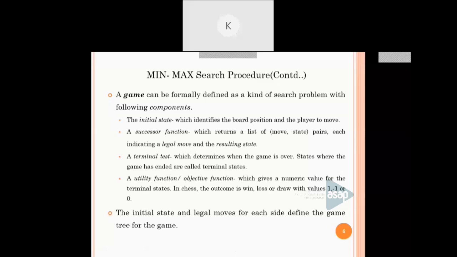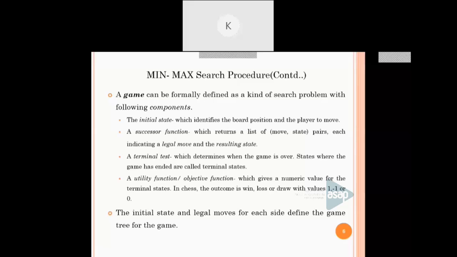The components are: initial state, successor function, terminal state, and utility function. What is the initial state? The initial state identifies the board position or starting position of the player, and also which player starts. In normal search algorithms, this is not necessary; only where to start is necessary. But here, as this is a game, we want to know where to start the game and which player starts. These two things are decided in the initial state.